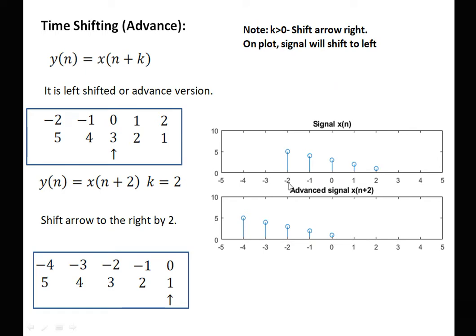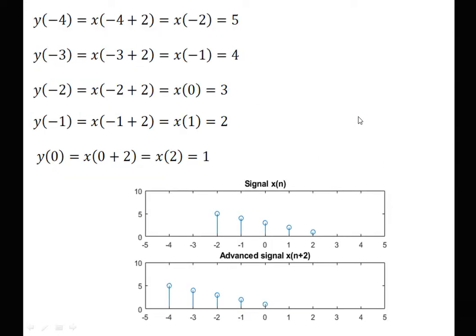See, this is the signal which spans from -2 to 2. When it is advanced, it will start with -4. So on the plot, you can see that it is shifted to the left. But first you do it on paper and after that you plot it. So this is a manual operation.